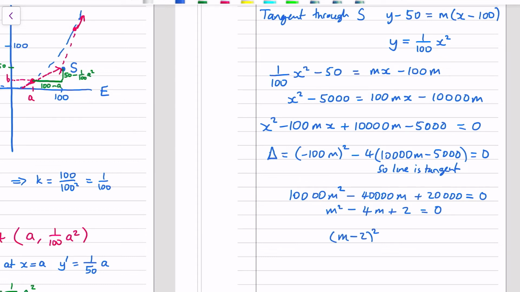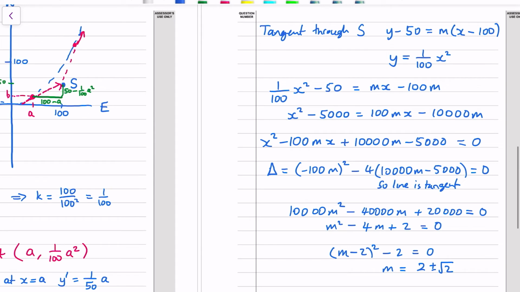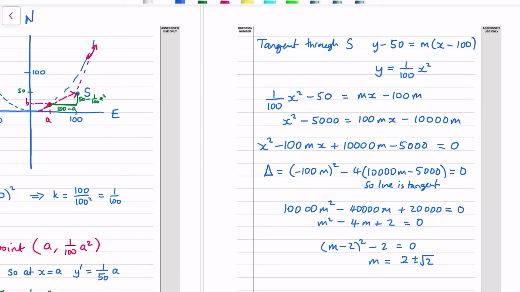Complete the square. m is equal to 2 plus or minus root 2. So that's our slope for which that works. And then if we think it's going to be a positive slope, and it's going to be the flatter of the two, because 2 plus root 2 will be too steep. That will be the tail lights again.